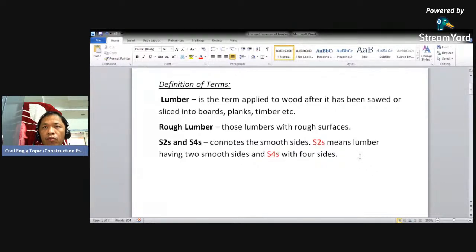Okay? So kung pumunta kayo doon sa hardware and then you buy lumber, and your request is 2S, it means that lumber is two sides smooth. So smooth yung two sides. And if your request is 4S, it is four sides smooth. So yun po yung tinatawag natin is 2S and 4S. Okay.